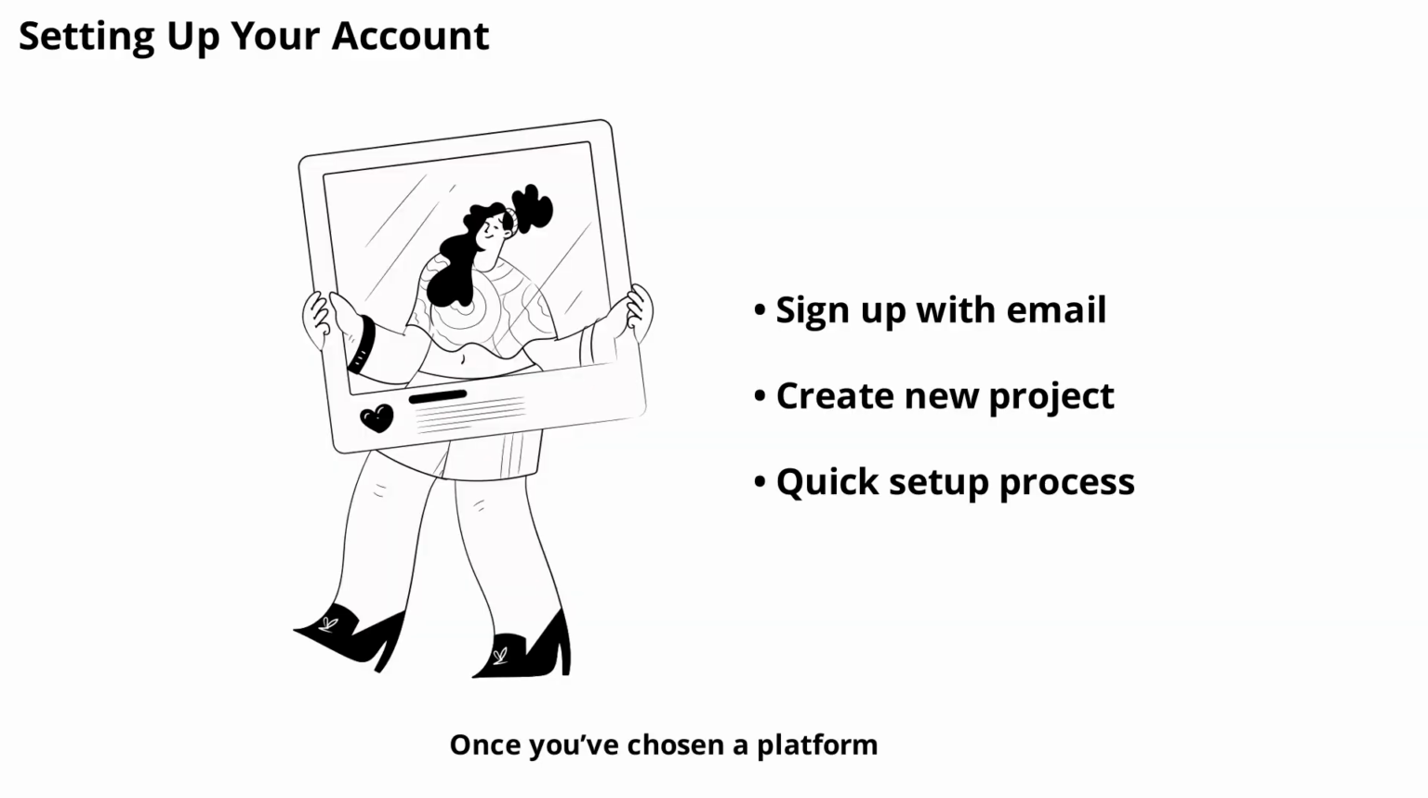Once you've chosen a platform, the first step is to set up your account. Most platforms require you to sign up with an email address and create a new project or bot. Follow the on-screen instructions to get started. You may need to verify your email and agree to terms of service. Setting up your account is usually quick and straightforward, so you'll be ready to start building your chatbot in just a few minutes.